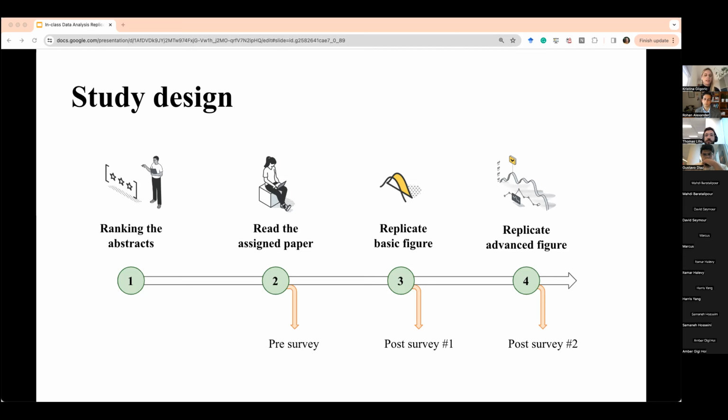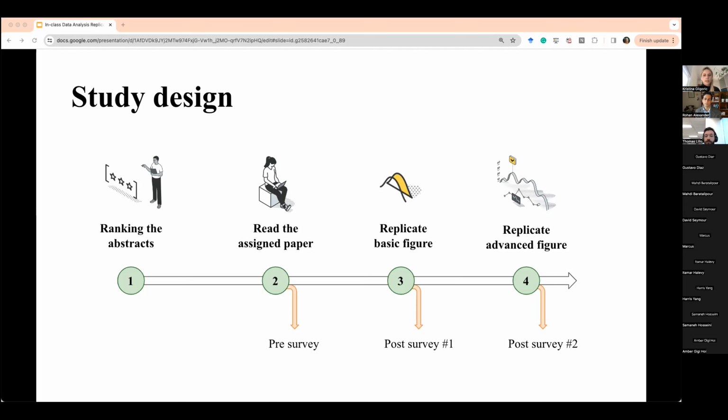Then in the third step, students replicated the basic figure from the paper, and after they replicated, they filled a post-survey that was contrasted with the pre-survey. So the basic figure had either a simple regression modeling in one condition, or in the other condition, it had counting items and performing statistical tests. Whereas the advanced figure that was replicated in the fourth step had a bit more complex data analysis building on top of that simpler one. And then again, after the fourth step, students again filled the post-survey.